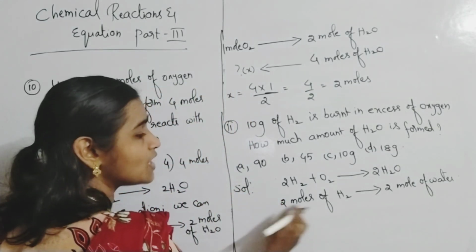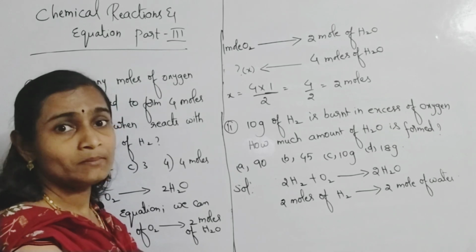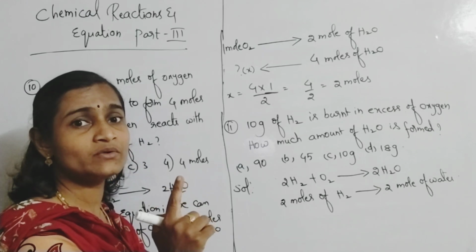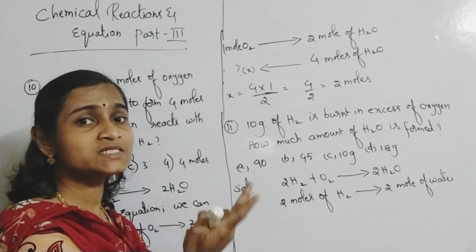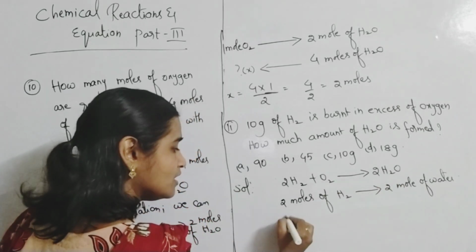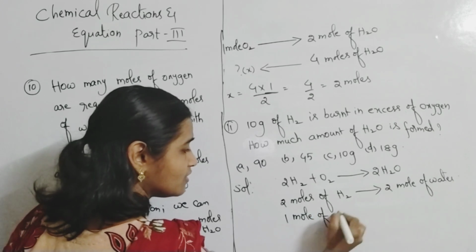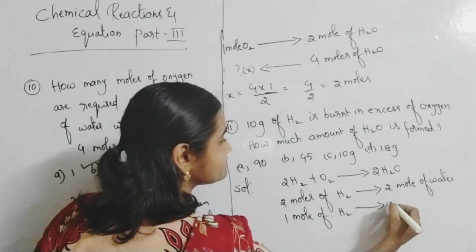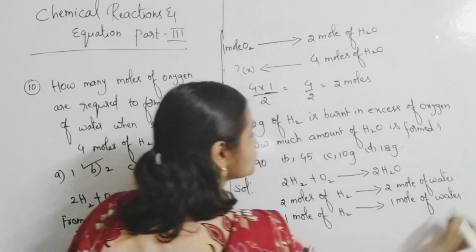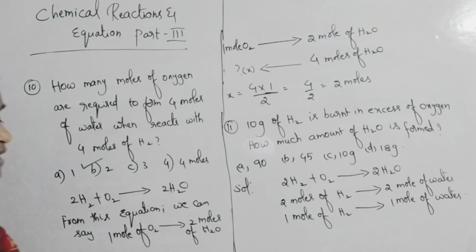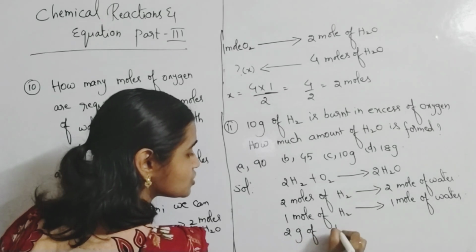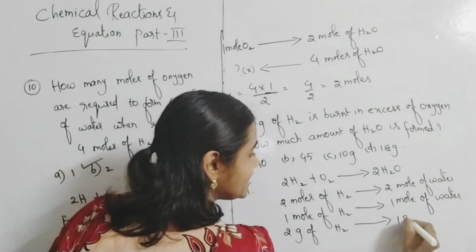2 moles means how many grams? Please understand the point carefully. 1 mole of hydrogen means 2 grams, so 2 moles means 4 grams. Or you can take the same number: 1 mole of H2 is giving 1 mole of water. 1 mole means how many grams? 2 grams of H2 is giving 18 grams of water.